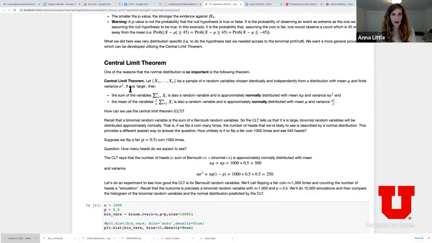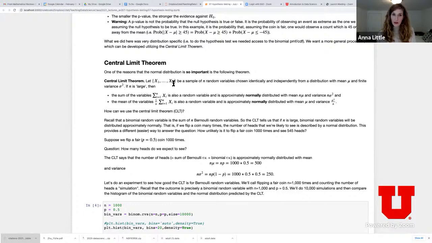Then, if n is large, we can conclude that the sum of the variables is approximately normal with a mean of n times mu and a variance of n times sigma squared. And if we look at the sample mean, so we take the sum and we divide by n, the total number of random variables, the mean is also approximately normal with a mean of mu and a variance of sigma squared over n.